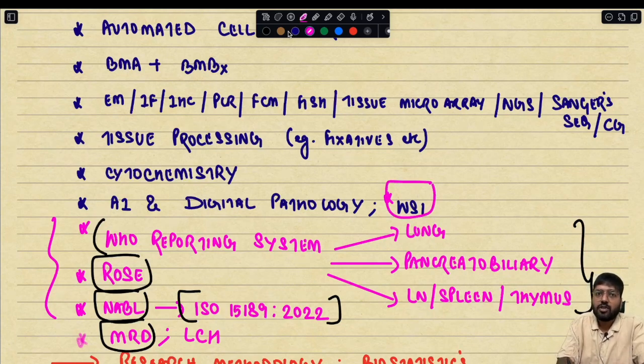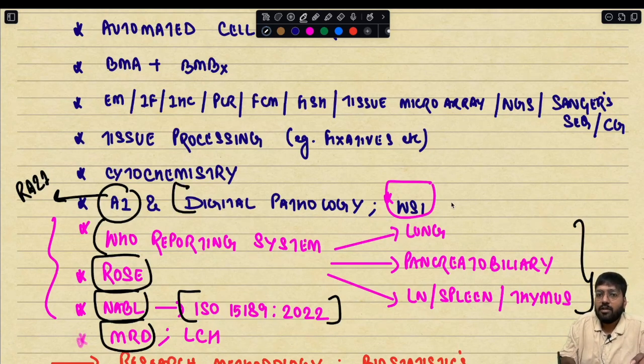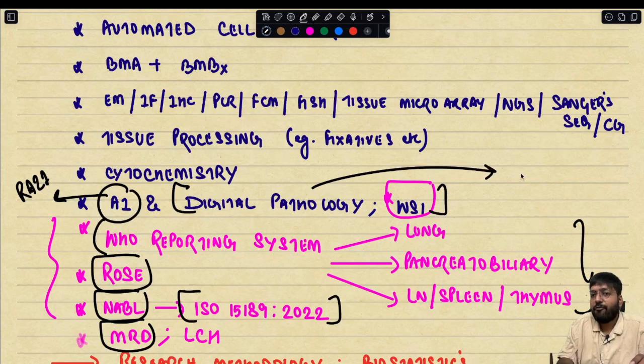Now certain questions, okay, artificial intelligence I have already discussed 2-3 days back, and it has been uploaded. This is a short question. It is a RA27 question. It is 100% this will come in this year's exam. Okay, digital pathology and whole slide imaging you can read directly from Pranab.